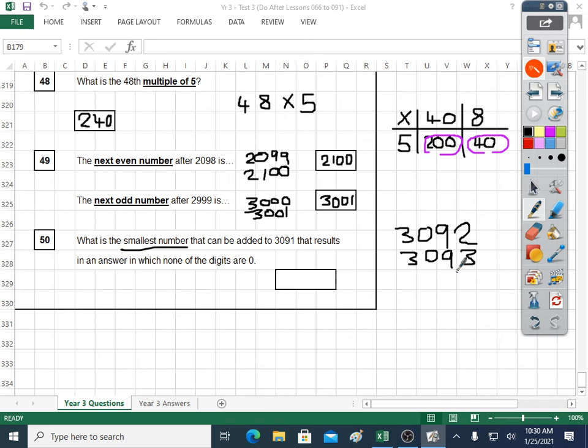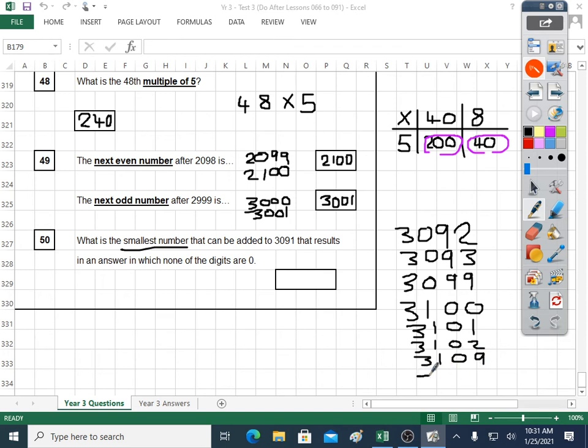We want results in an answer in which none of the digits are 0. So 3094 is not going to work. 3095 is not going to work. All the way up to 3099 is not going to work. But maybe if I do 3100, I get rid of the 0. Well, I got rid of that 0, but I created some more. Okay, 3101. I've got rid of that 0, but I've still got this 0. 3102 doesn't work. All the way up to 3109 doesn't work.